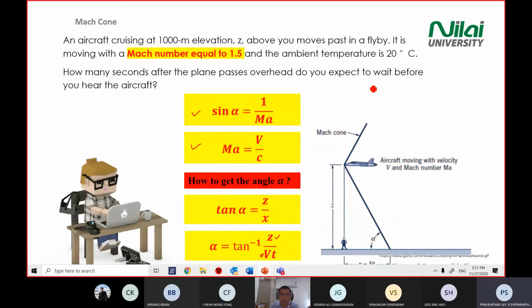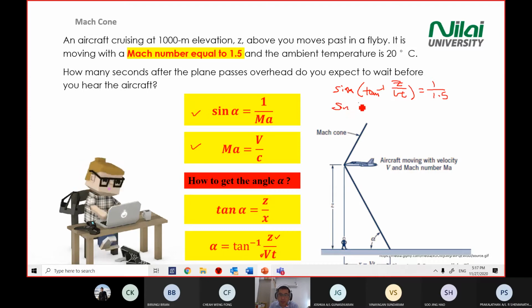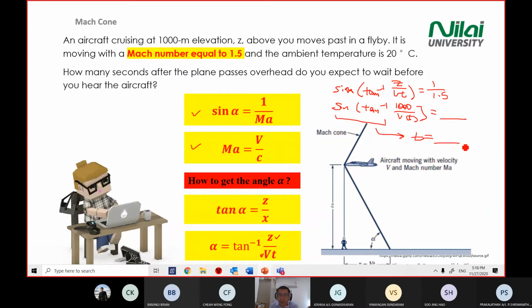Mach number you have. So sine, there's a trigonometry conversion. Sine tangent minus 1 of z over Vt equal to 1 over Mach number, 1.5. So you will have sine, tan minus 1, z is 1000 divided by V, you have one number, and times the t equal to one number. So here is only a trigonometry conversion. At the end, you can find the t.